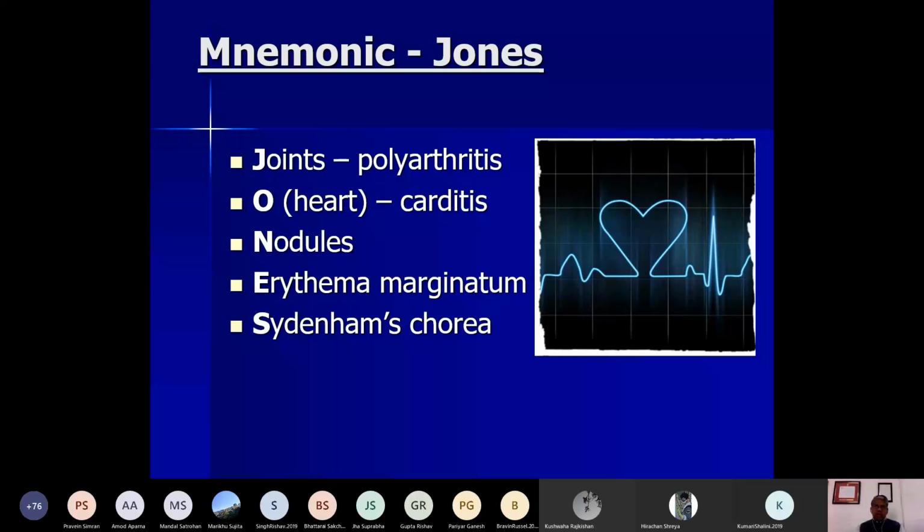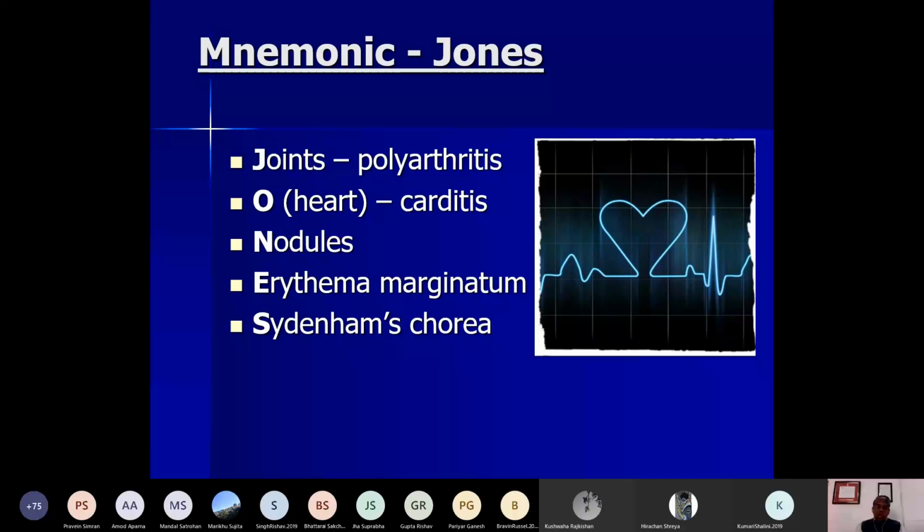How to make it easy to remember? If you can remember the name Jones, then each letter of the name indicates one particular criterion. J for joints, that means the patient should have polyarthritis. O for heart, or carditis. N for nodules, that is a skin manifestation. E for erythema marginatum, again a skin manifestation.